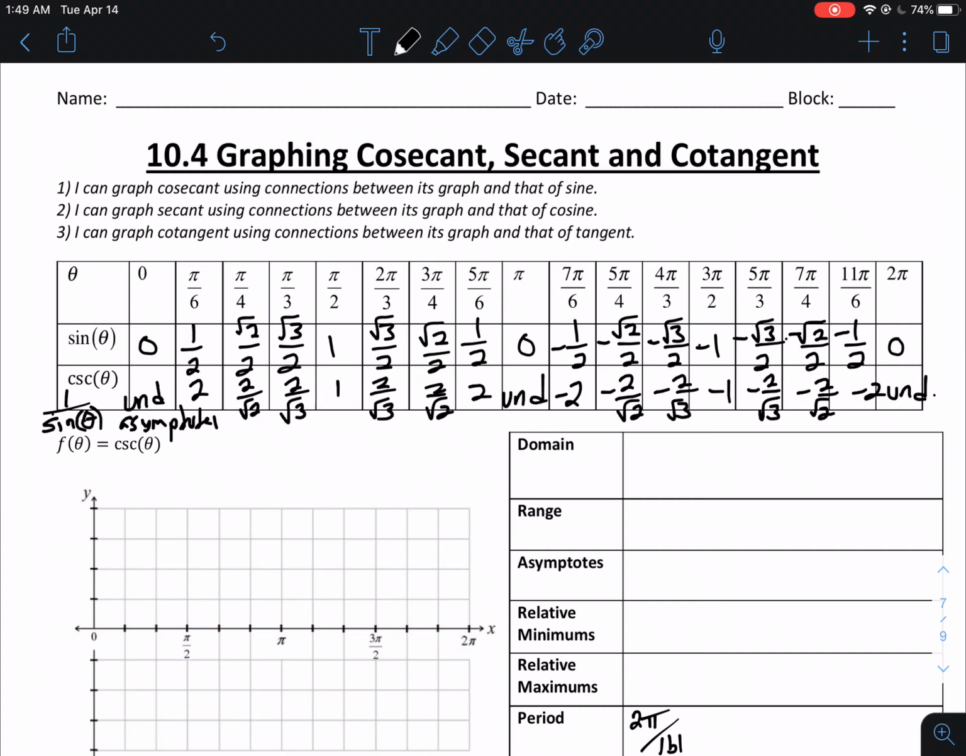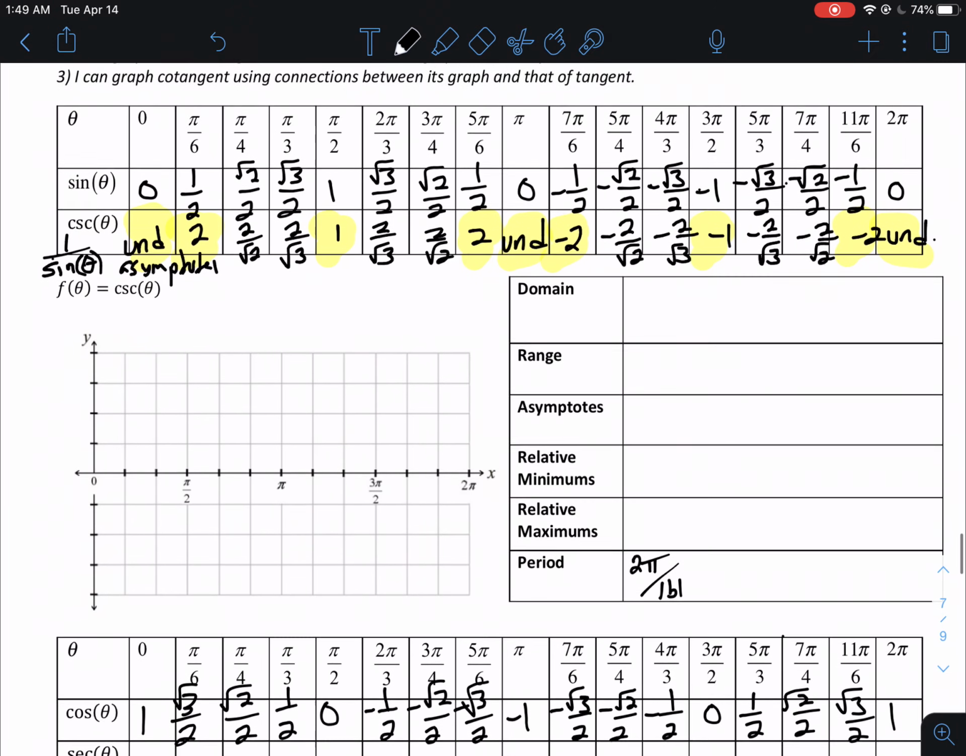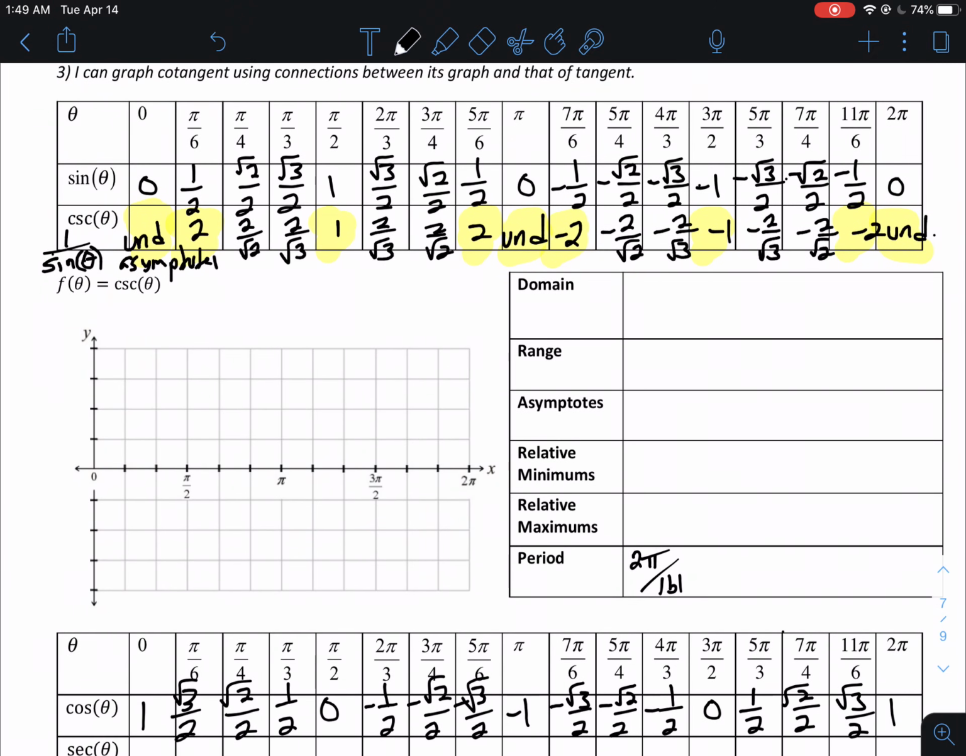Similar to something we've done in other sections, we're going to focus on these whole number values or important values. You're actually going to notice something unique about cosecant that we hadn't seen, which is that it's never going to get to a y value of 0. And that'll be something we'll talk about when we talk about the range.